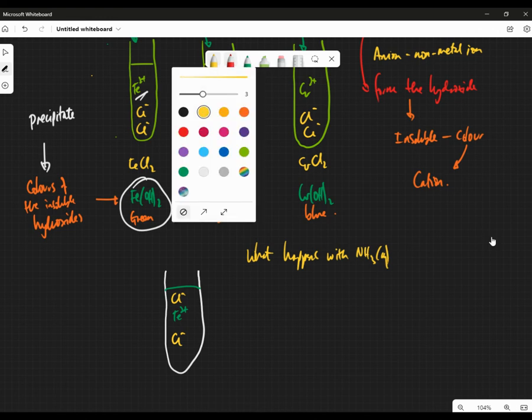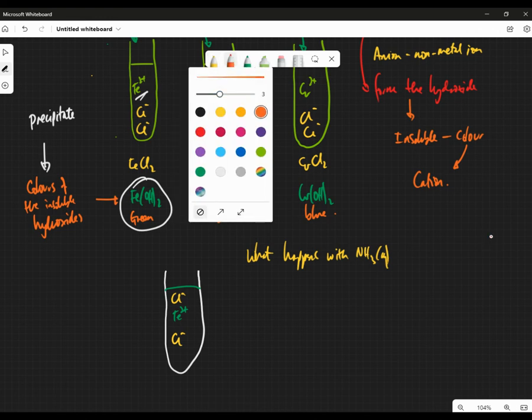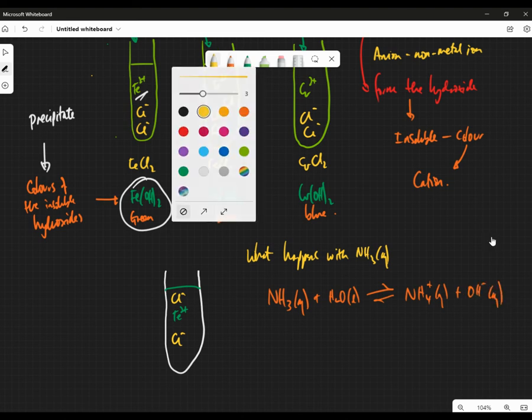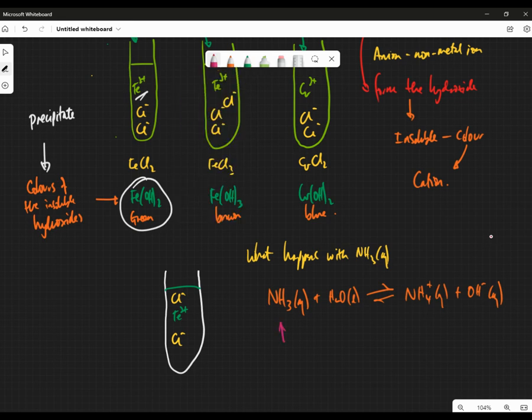Now, all of you should know this from periodicity. Okay, here we go. Ammonia, this stuff is aqueous. It reacts with water, and it forms a reversible reaction. It gives the ammonium ion and the OH- ion. So when we add ammonia to things, we're basically adding hydroxide ions again.